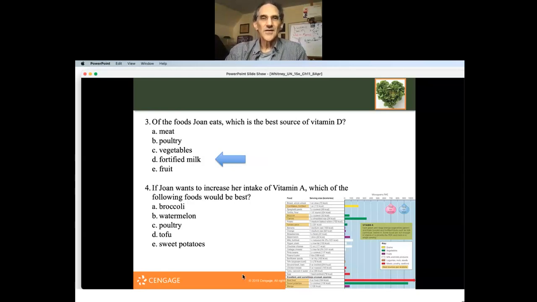Joan wants to increase her intake of vitamin A. Which of the foods would be best? Vitamin A. So with vitamin A, we should immediately think of carotenoids, right? Beta carotene in the carotenoid family. The carotenoid family are yellow, orange in color. So it's one of the places we should be thinking about in our diet. And that would be sweet potatoes, a good source of vitamin A.